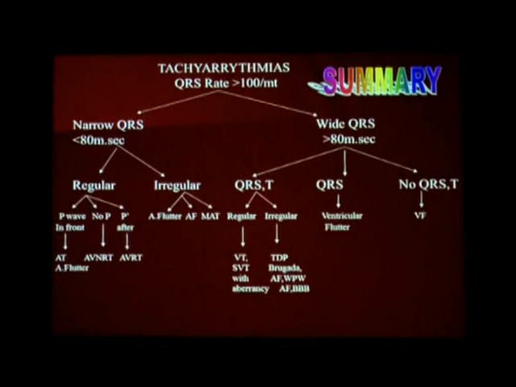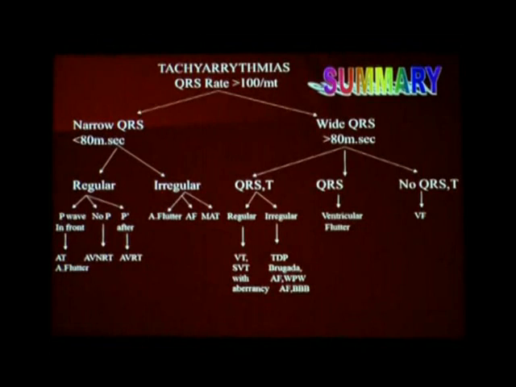Once again, just like you decide for the premature beat, then you decide whether this narrow QRS tachycardia is an atrial tachycardia or a junctional tachycardia, depending upon whether the P wave is coming in front of the tachycardic QRS complex. If there is no P wave, it is a junctional tachycardia. If there is a P wave, it is atrial tachycardia.